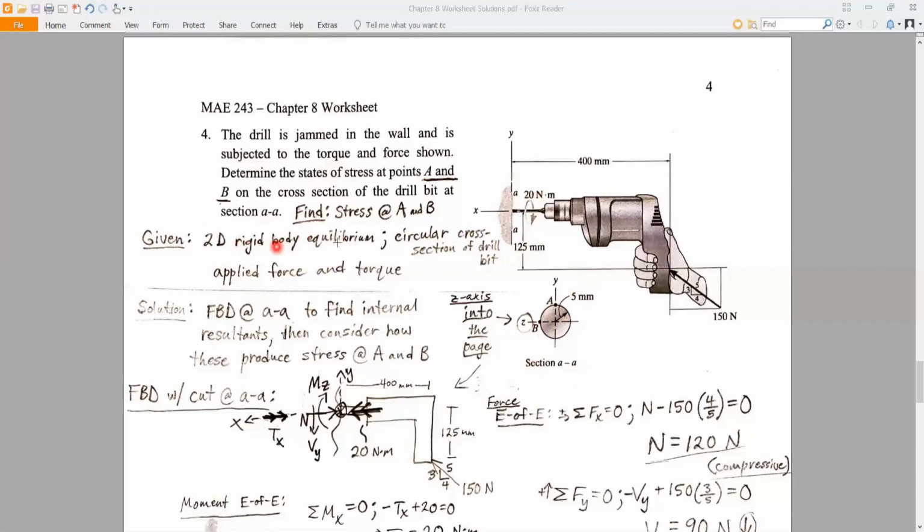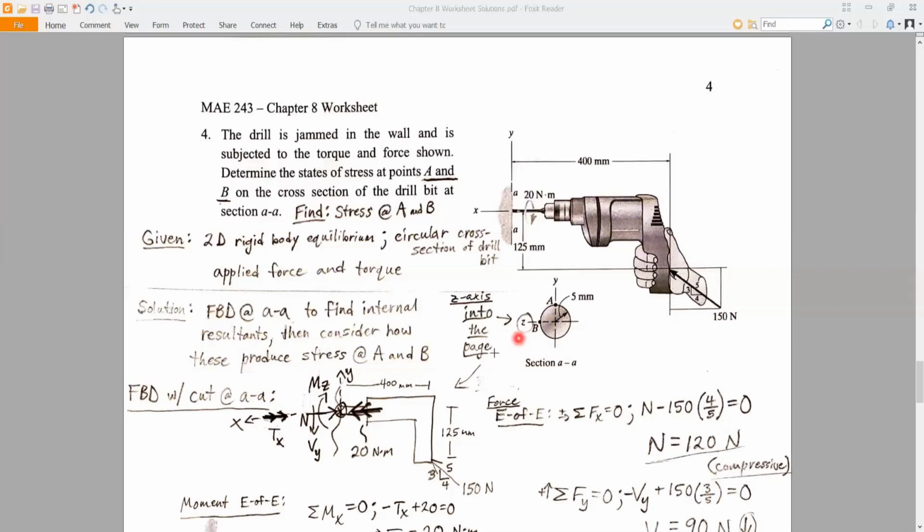So we have 2D rigid body equilibrium, circular cross section of the drill bit, and applied force and torque. Our solution, just like all of our other problems, we're going to draw our free body diagram, find our internal resultants, and we're going to consider how those internal resultants produce stress at the points that we're concerned with, so at A and B.